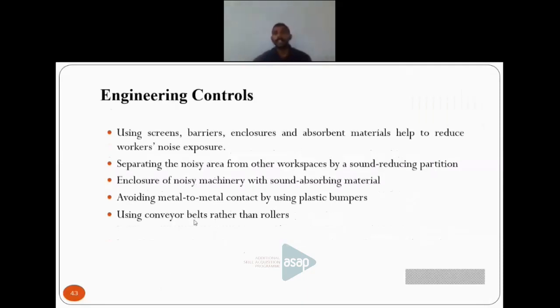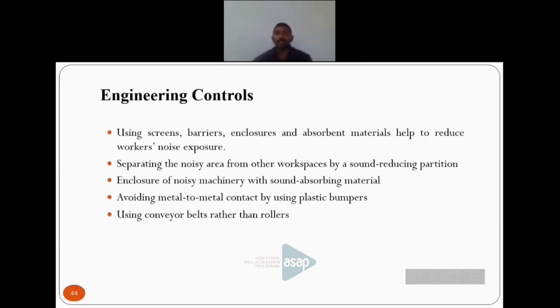So next is the engineering control. In engineering control, we use screens or barrier enclosures or absorbent materials as an engineering measure to prevent the noise. And next, separating the noise: if there is already an area producing noise, the people near it should not face problems. For that, we make some absorbents or barriers to prevent that noise. Those are the things we can adopt.